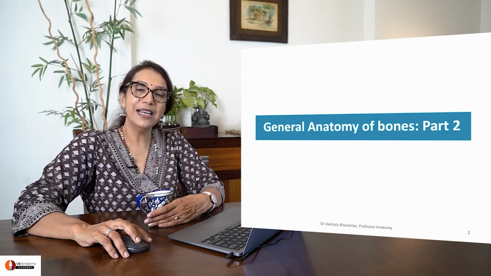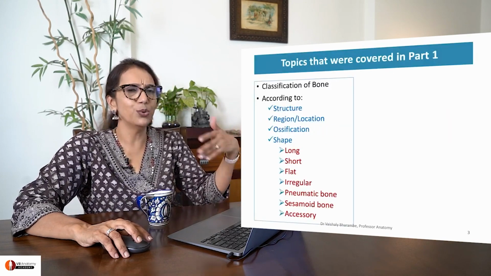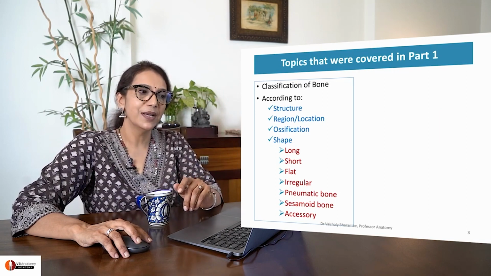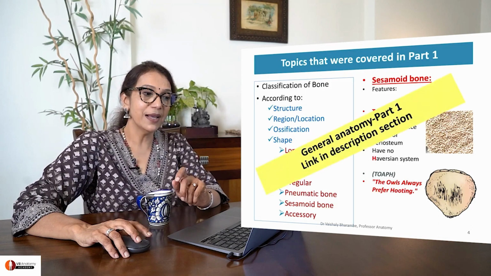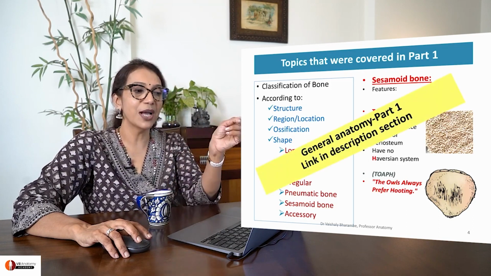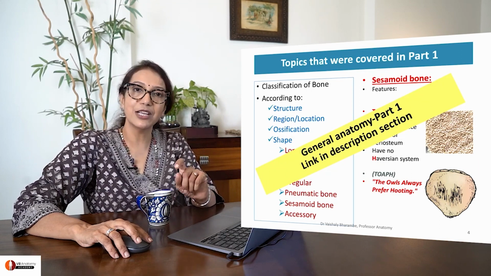I've already taken lecture 1 on General Anatomy, in which I've covered long bone, short bone, flat bone, and so on. I've also covered an important short note on sesamoid bone. So I request all of you to go and check that out. The link for that is given in the description section. Don't miss lecture 1.